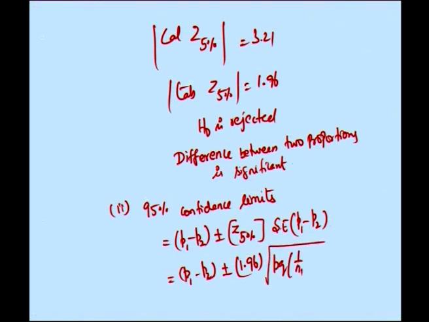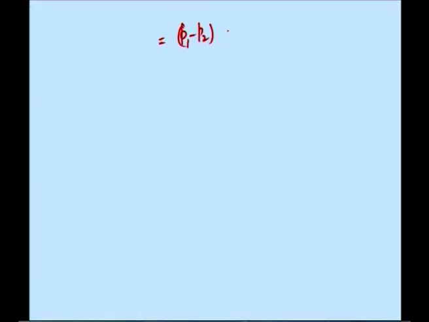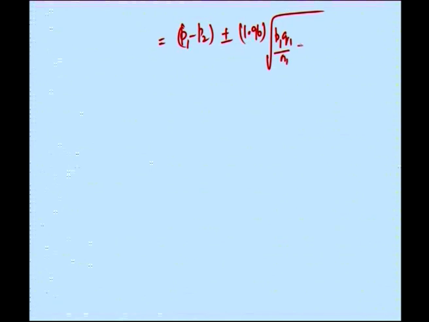by 1 by N1 plus 1 by N2, or instead of finding the P and Q values, this also can be written as P1 minus P2 plus or minus 1.96 into square root of P1 Q1 by N1 plus P2 Q2 by N2.